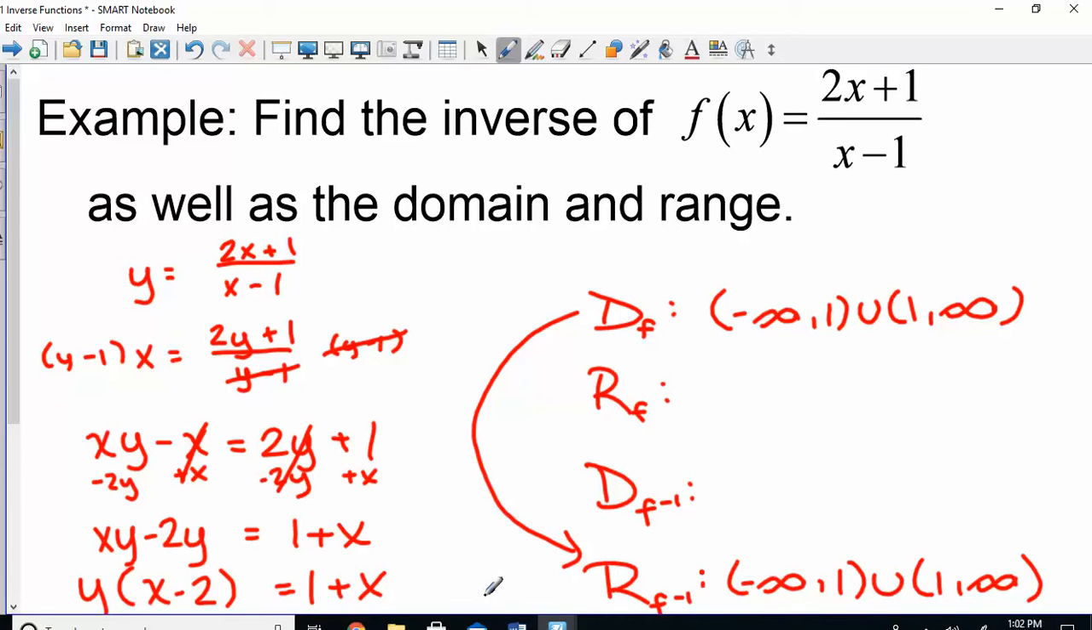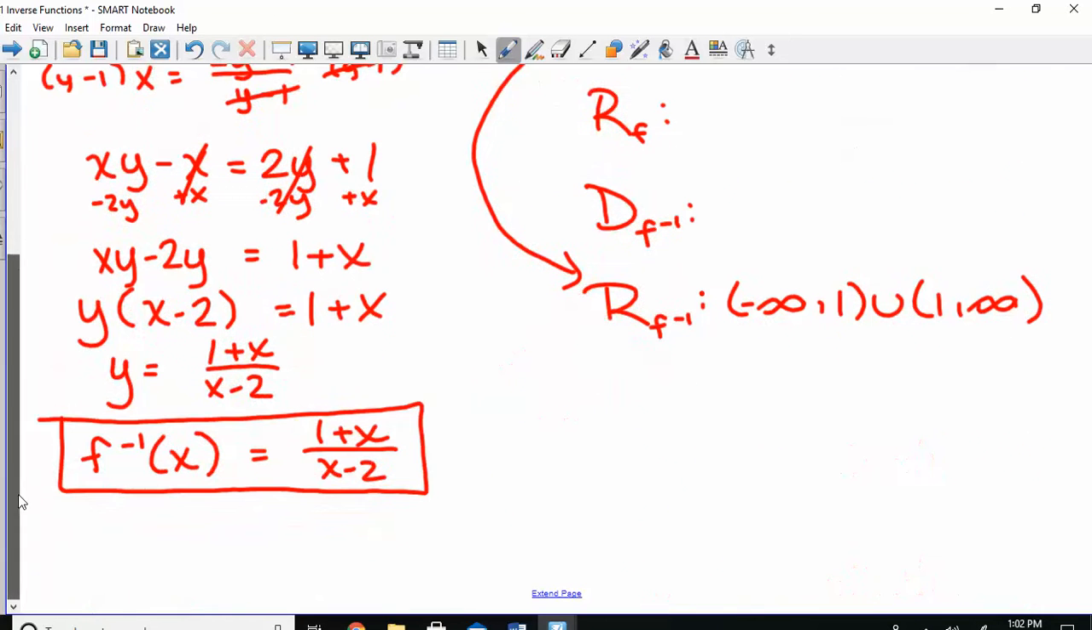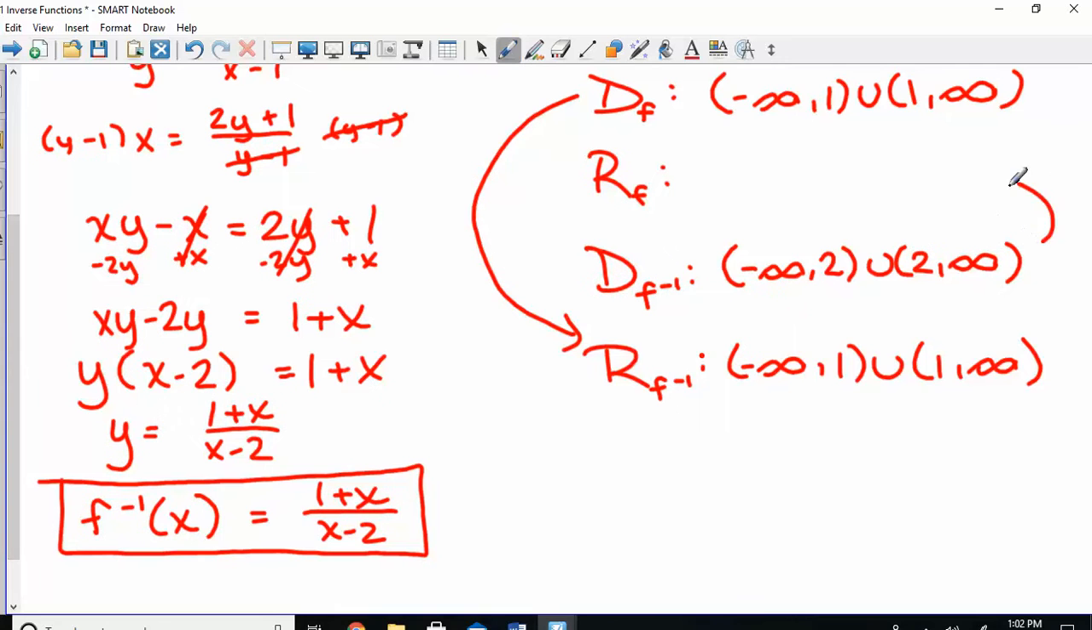Now, as far as looking at an equation and finding the range, that's difficult. But let's go to the inverse. Could you tell me the domain of this inverse? It can't be positive 2, so the domain of the inverse is negative infinity to 2, union 2 to infinity. And the domain of the inverse is always equal to the range of the original function.